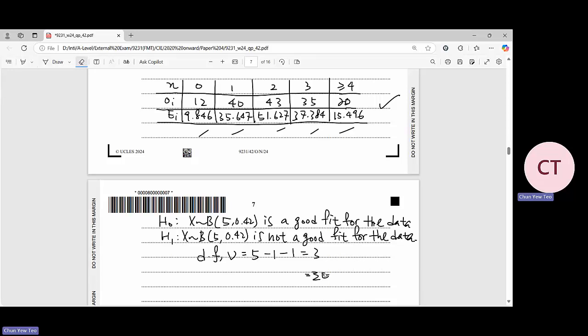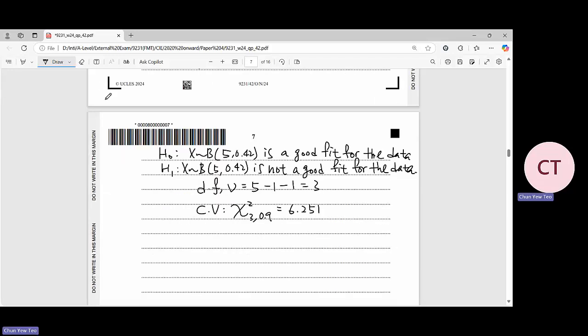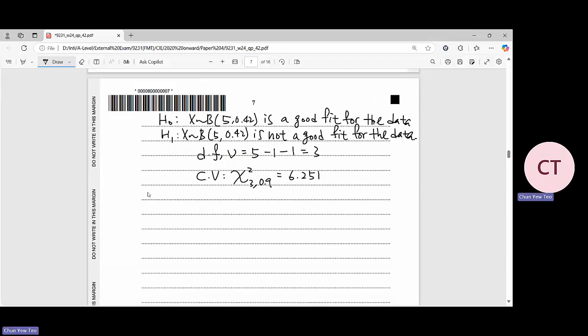Now just use your formula booklet to find the critical value, or the tabular value. The degree of freedom is 3, and your confidence level is 0.9. So just use the formula booklet. You can see that this will be 6.251. Okay, now we want to calculate the test statistic.